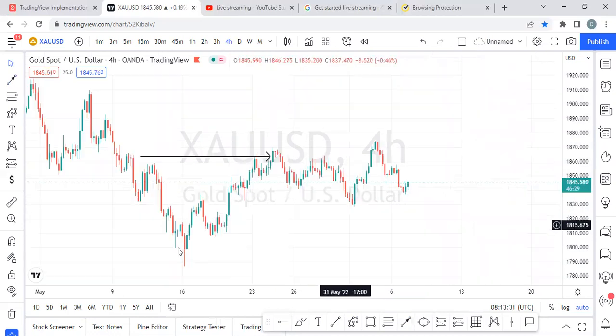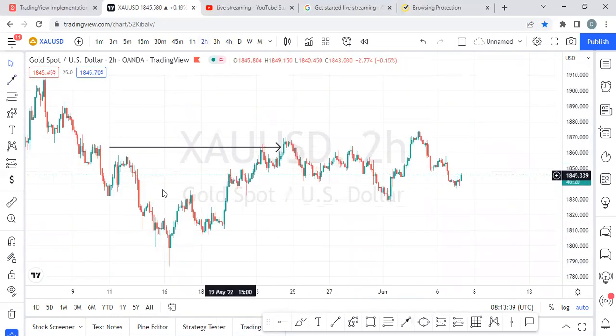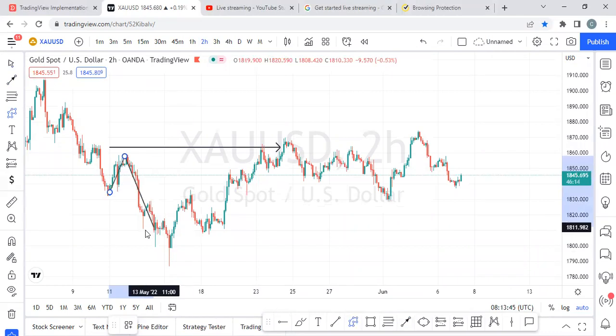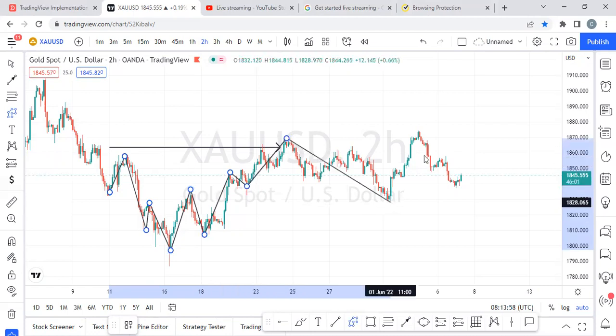Looking at this, I can see some mini structure forming. Let's go to the 2 hour time frame. I can see a mini structure that was forming around there. Look at this: we had our lower high, our lower low, our lower high, and our lower low, and we had a break to the upside. The market has tested it. We now have a bullish structure forming. So you can see what the market has been doing.